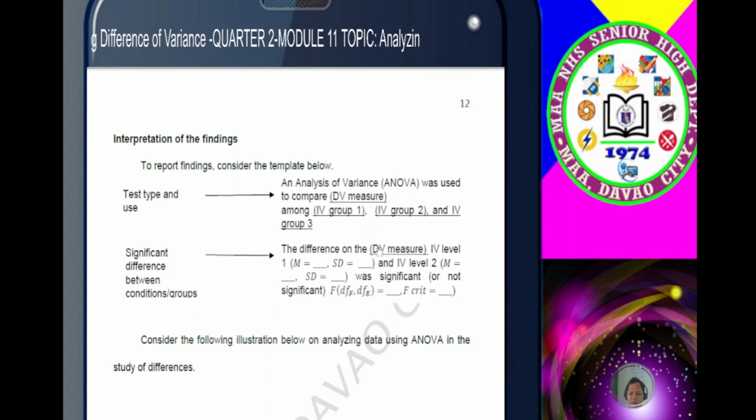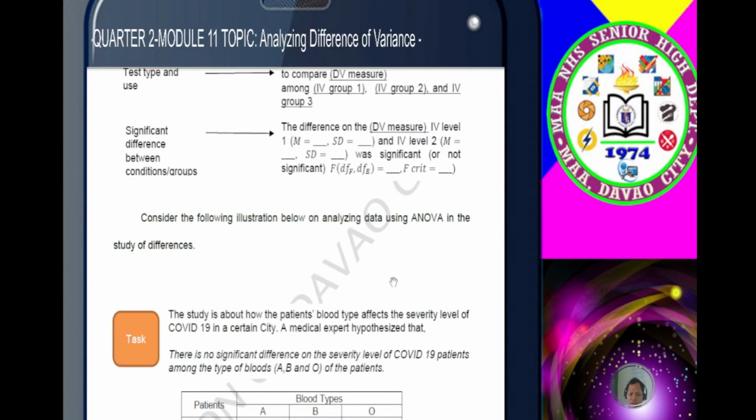A difference of the DV measure, then the IV level. So you have the mean and the SD for the IV, level 2. So M or mean, SD, then was it significant or not? And you give the result of the F, degrees of freedom of the error and the factor, then the critical value. Okay, so let's have this illustration.